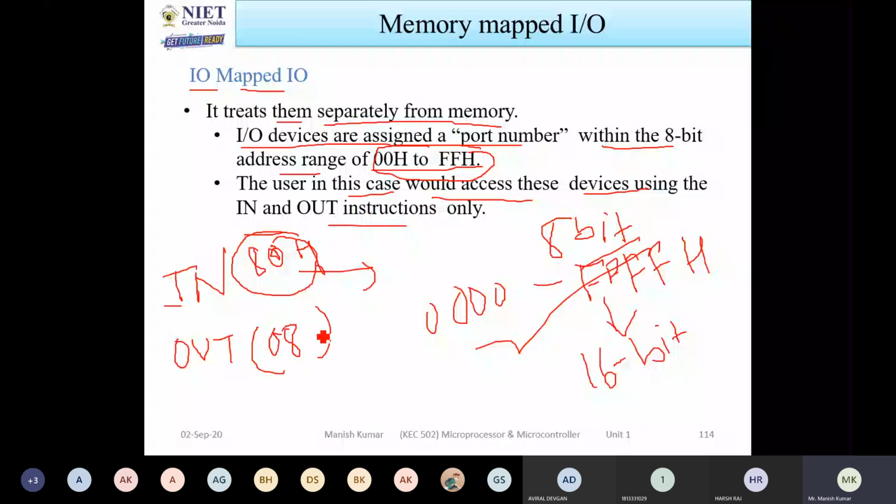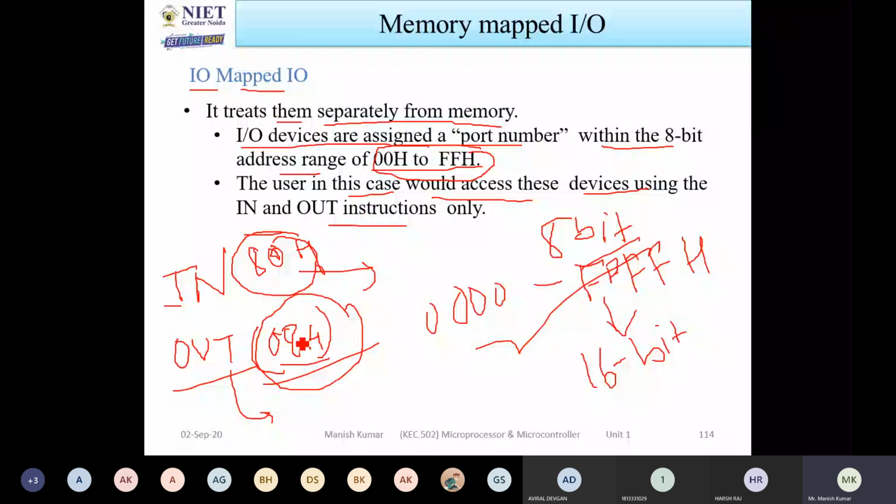Okay, it means that your output device will be fixed at location 08H. If you want to send the data, you can send it with port address 08H. So you will not get confused between the data and the address; each address of the input-output devices is 8 bits.